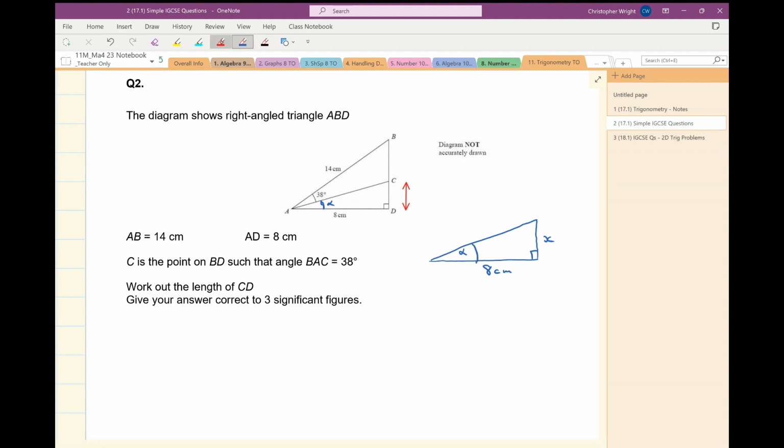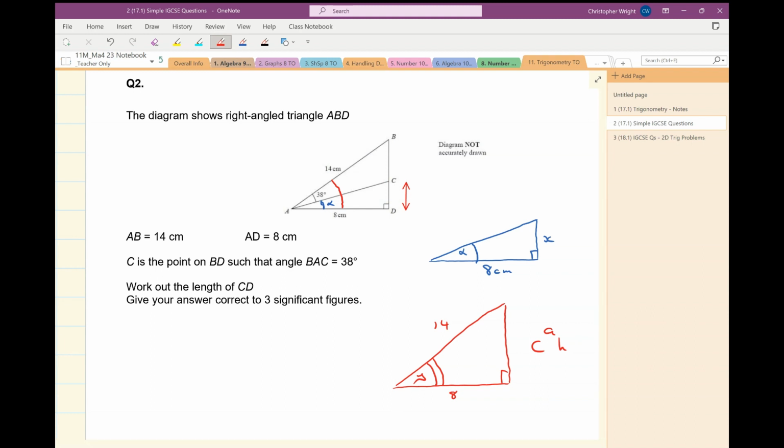Now let's have a look at the big triangle. The larger triangle here has got a base of 8 and it's got a hypotenuse there of 14. Now I could find this larger angle here, which by the way is that one. I could do that by using cos. And then once I know that large angle, which I'll call y, then I can take away 38 from it, and then I'd know the smaller angle.